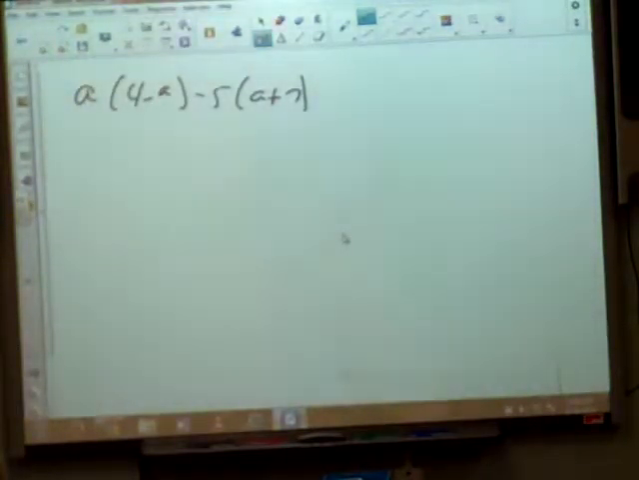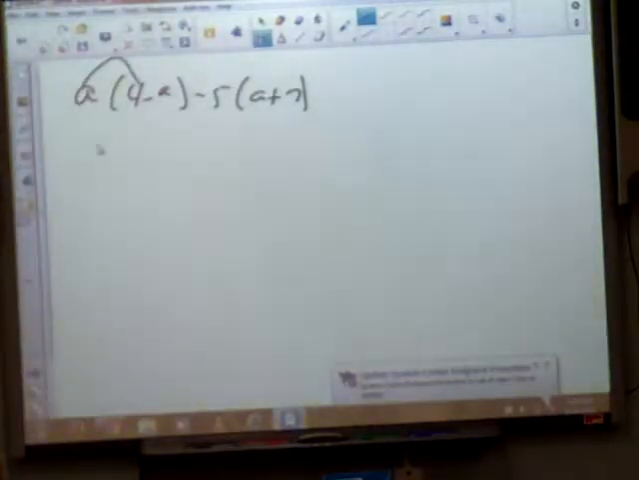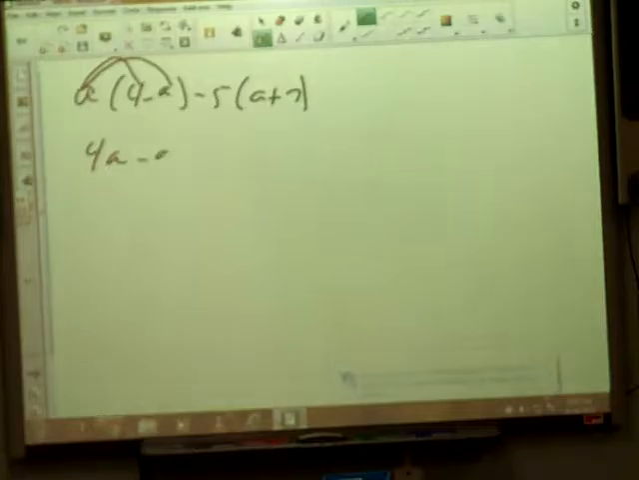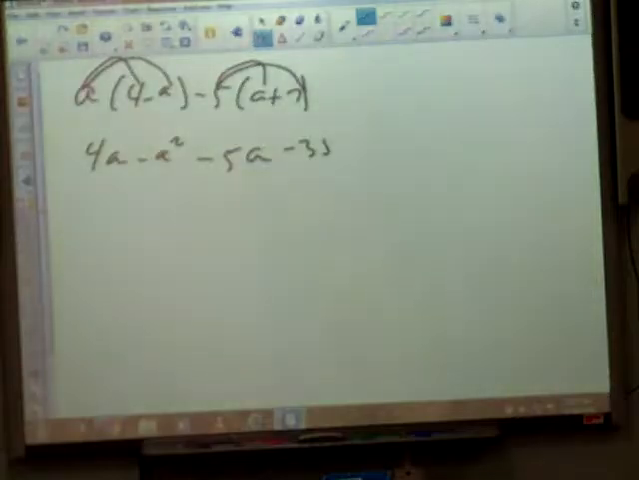So your first chore on this is you had two things that you needed to distribute. So I'm going to take my a, 4 times a, minus a times a, which I write as a squared. Then here I'm going to take my negative 5. Negative 5 times a, negative 5 times 7.